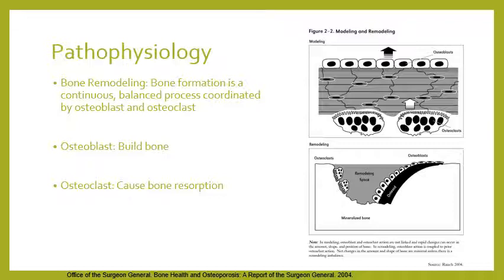The pathophysiology of osteoporosis has a lot to do with bone remodeling. Bone formation is a continuous, balanced process that's coordinated by osteoblasts and osteoclasts. Bone remodeling occurs in order to get rid of old, weak bone and for regulation of blood calcium, as well as blood phosphorus. The osteoblasts build bone, whereas osteoclasts are the cells that cause bone resorption.